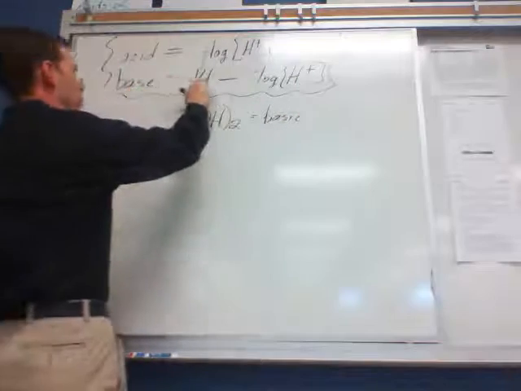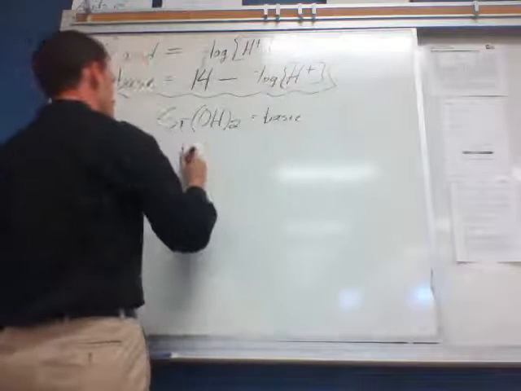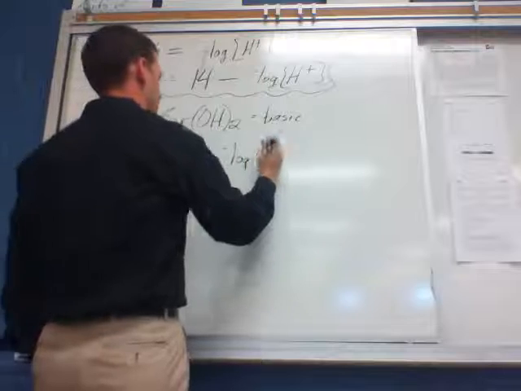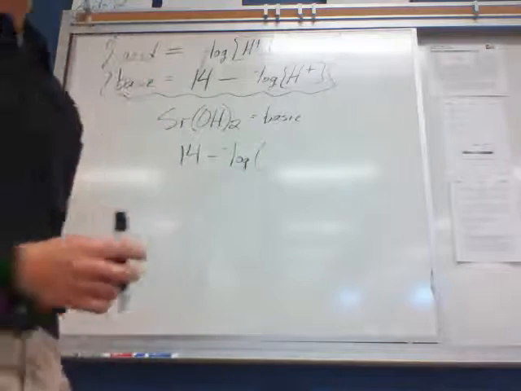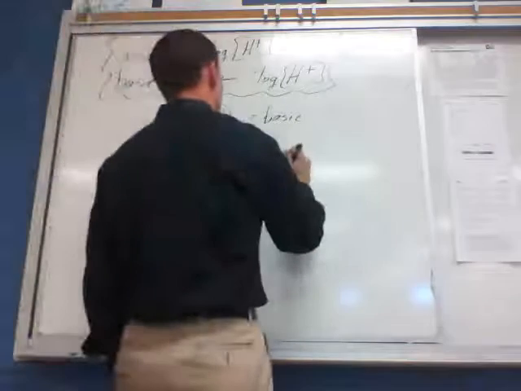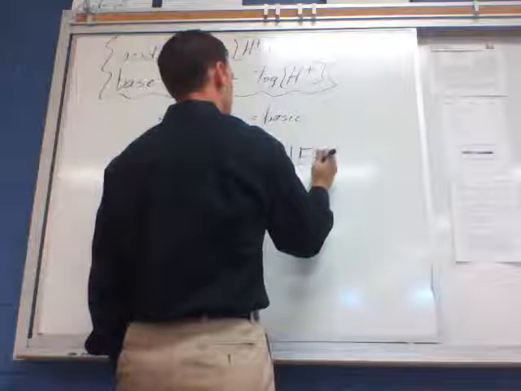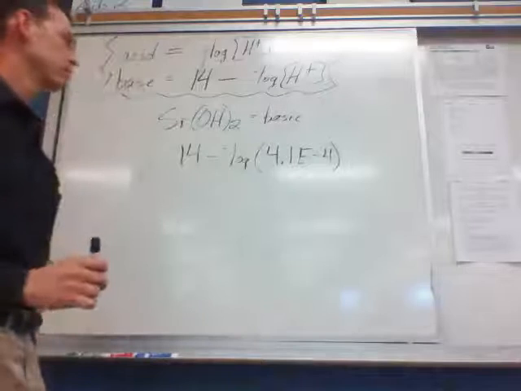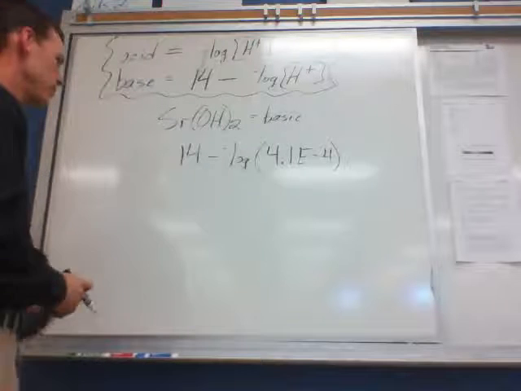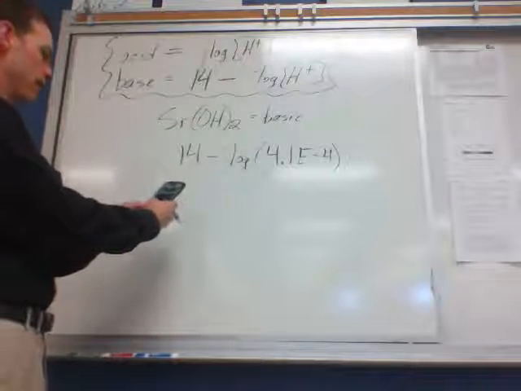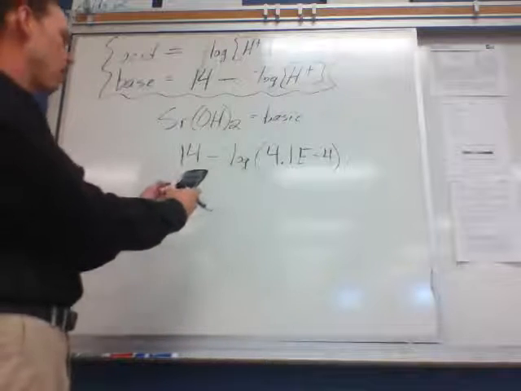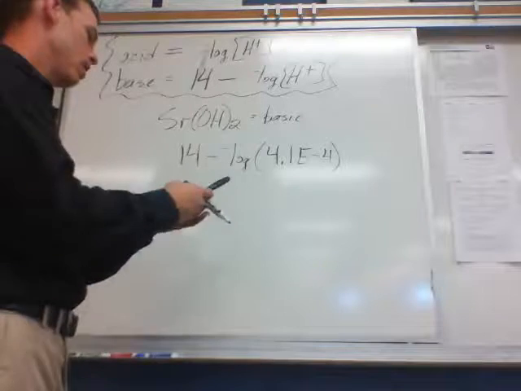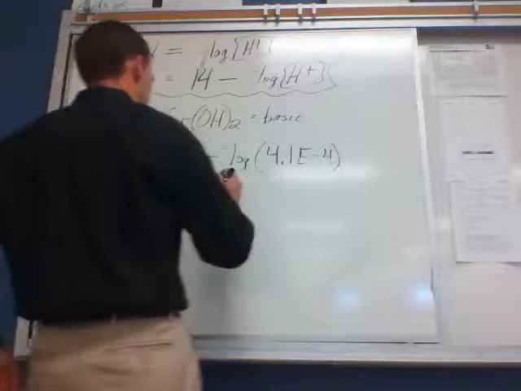Therefore, I'm going to do this expression, which is 14 minus the negative log of the value that it gave me, which is 4.1 E negative 4. 14 minus the negative log of 4.1 times 10 to the negative 4th. I get a pH of 10.61.